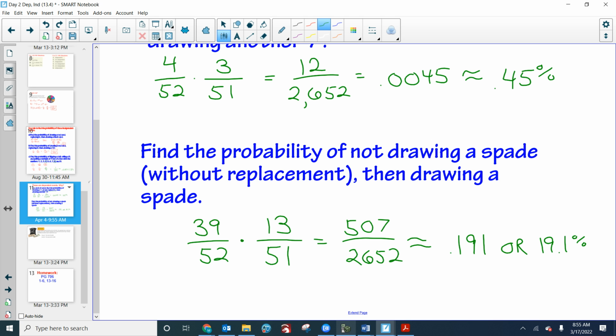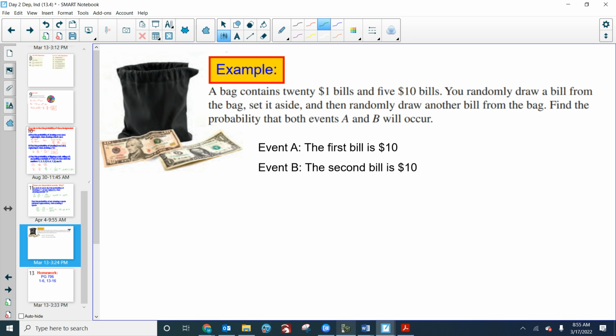Questions on that? All right, let's go to this last example, and then we'll get a little bit into the next section. A bag contains 21 $1 bills. How many $1 bills? 20. 5 $10 bills. So how many bills are in the bag? 25. Good. You randomly draw a bill from the bag, set it aside, then randomly draw another bill from the bag. Find the probability that both events A and B will occur.